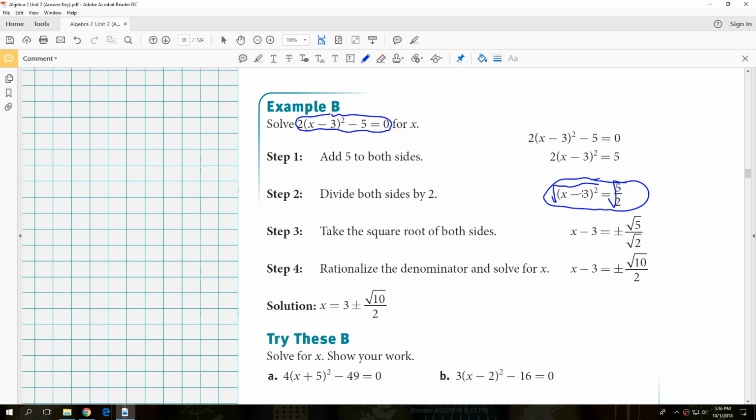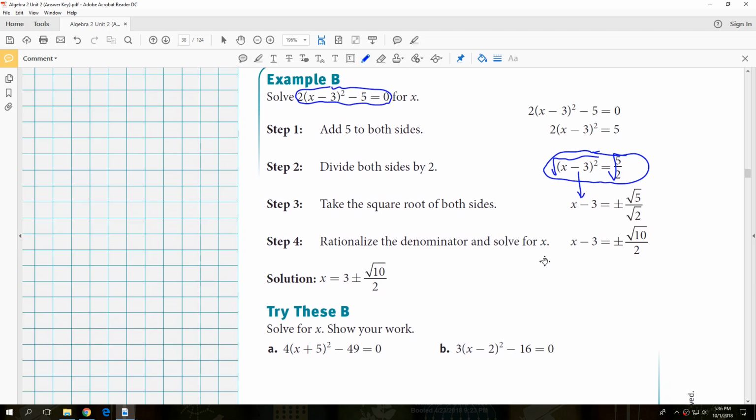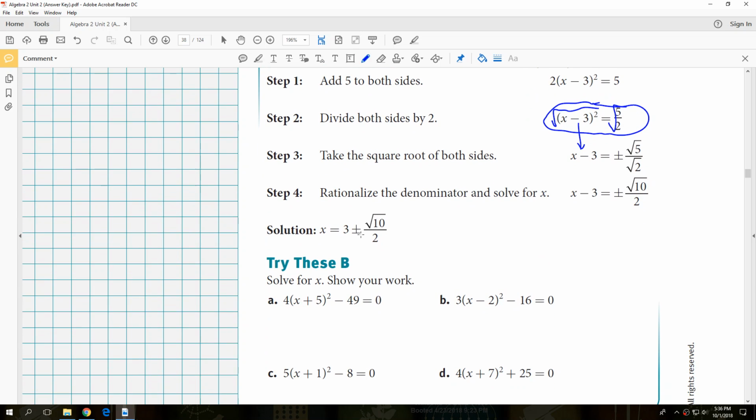Now this guy pops right out of the square root because that undoes the exponent of 2 there. So I have x minus 3, and over here just make sure you apply your plus or minus, and it's plus or minus the square root of 5 over the square root of 2. And from there you would continue solving for x. So I need to add 3 to the other side. So in this case it's 3 plus or minus the square root of 10 over 2.